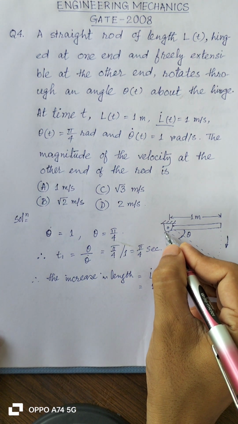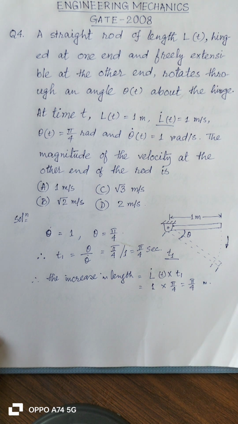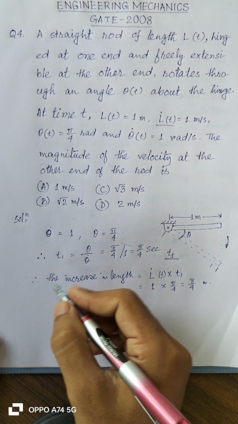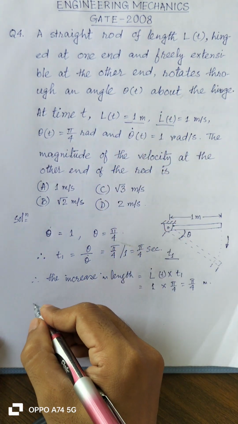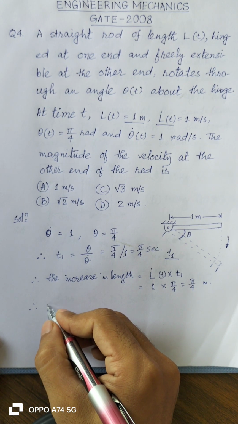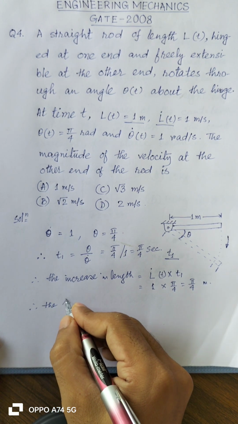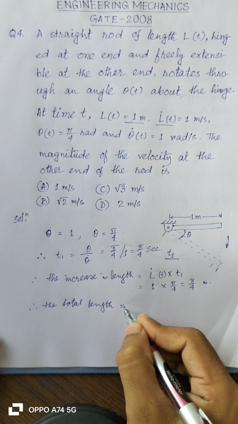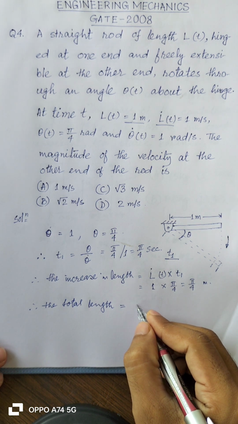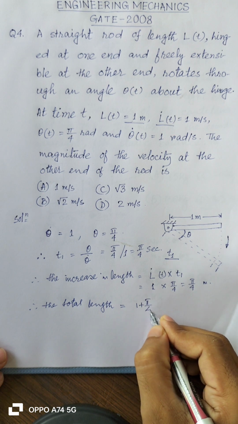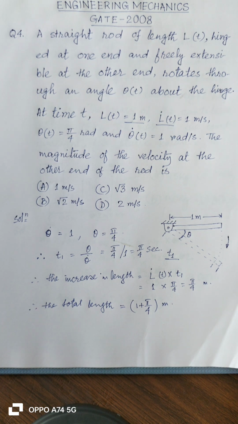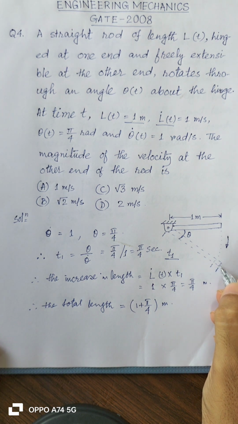Therefore what is the total length from the hinge to the outermost point? So what is the total length? So initial length was 1 meter. Therefore, the total length is equal to 1 plus pi by 4, this much of meter. Now we have to calculate at this other end.